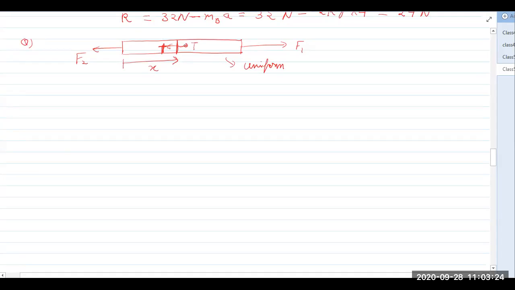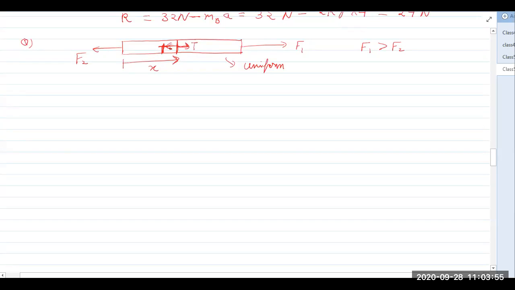So we are provided a uniform rod. On two sides we have forces F1 and F2 acting. These two forces are acting in opposite directions. It is also given F1 is greater than F2. So overall, the rod will move in the rightward direction. You have to find the tension in the rod at a distance x from the left end. So at this point we have to find the tension. Okay. So how to solve this?